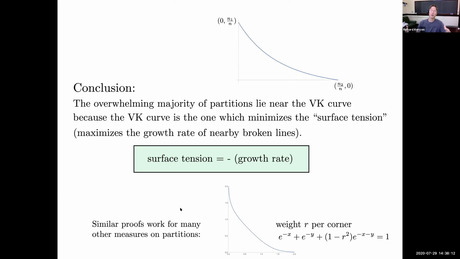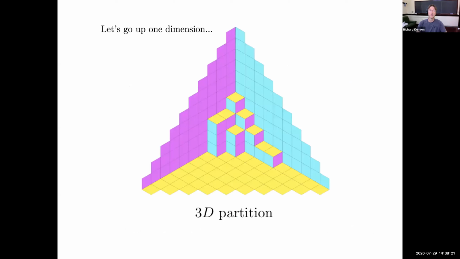So this is a fairly general procedure which works for many different measures. And the same proof that I gave you works in higher dimension too. There are a few technical difficulties which we had to work out, and this was an original paper by Henry Cohn and Jim Propp.